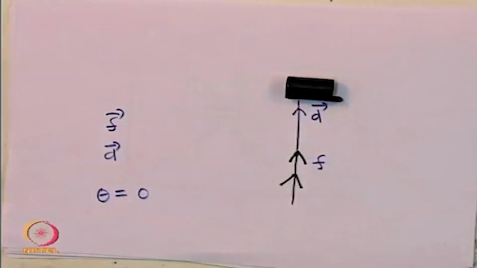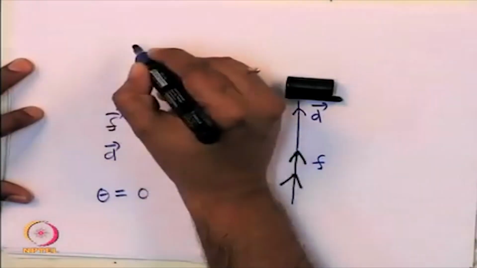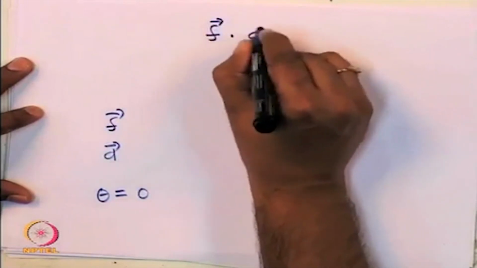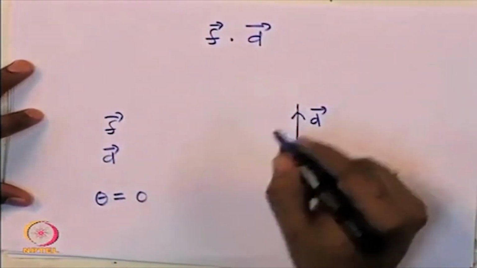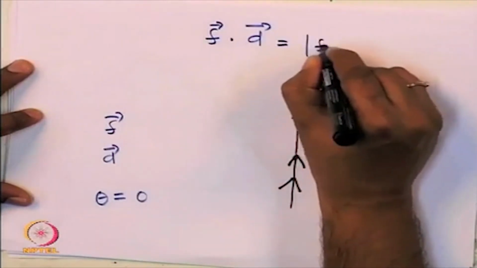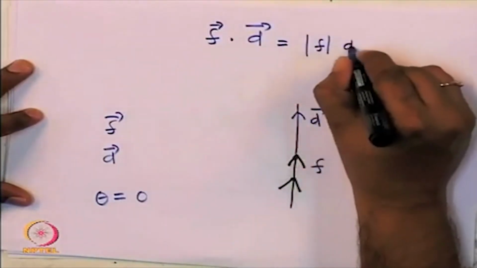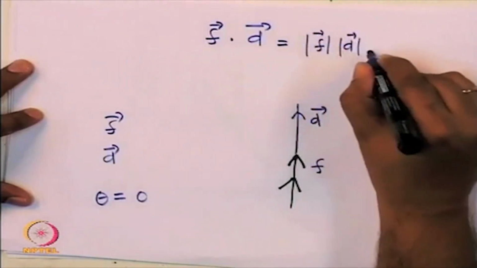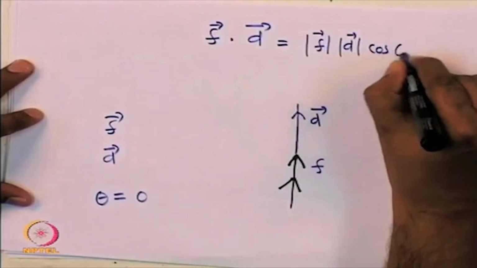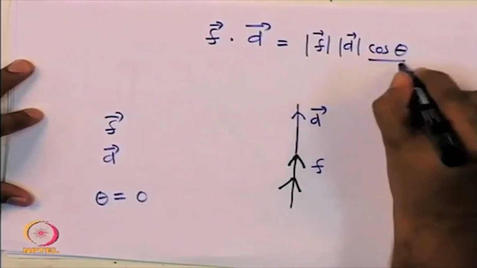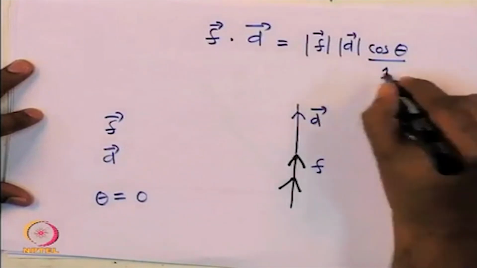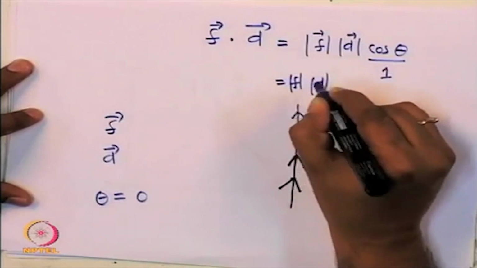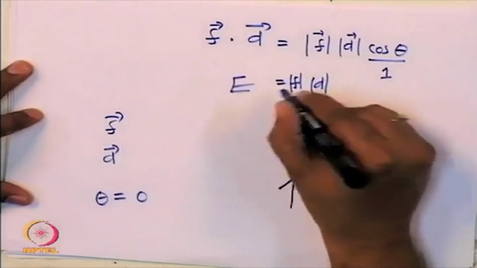Then f dot d, let us write f dot d, this is the product, this is mod of f, mod of d, into cos of theta, which is the angle. Here theta is 0. So, cos theta is 1 when theta is 0. So, this will be just mod f mod d. This is the typical energy that we talk about, f into d.